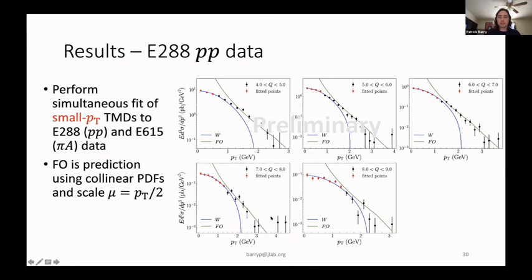And so what I'm showing here is the proton data. And so you can see here at low PT, we have these fitted points in red, and this blue curve is the W term. That describes well the data at low PT. So the W term is really this TMD factorization. And then in the green is this fixed order, which is the collinear factorization. And what I show here is actually a pretty good agreement with the data, even though this wasn't a fit. But I used the scale mu is PT on 2 as what we found with the Pion case.